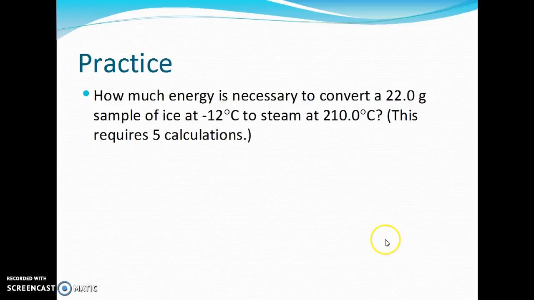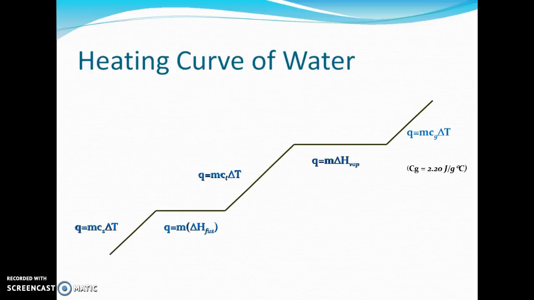So here's another practice problem. Energy needed to convert a 22 gram sample of ice at minus 12 degrees to steam at 210 degrees. This will require 5 calculations. I'll show you those graphs on the previous page, and you can look up the molar enthalpy change and the specific heat capacities. There's your graph and your formulas.